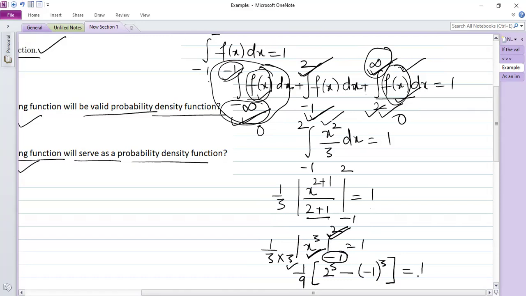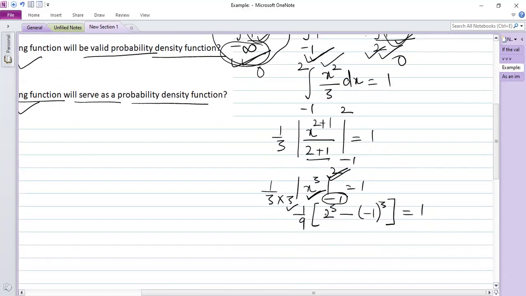And this must be 1. And now here it is 2 cube. So 1 by 9, so this is 8. 8 minus 1. And is it actually equal to 1? Yes. Because what is this thing? 9. 9 divided by 9 is equal to 1. So this proves that the given f(x) is actually a valid density function.